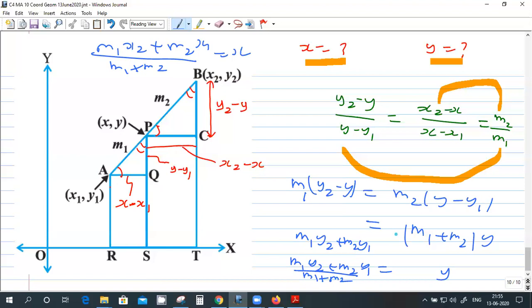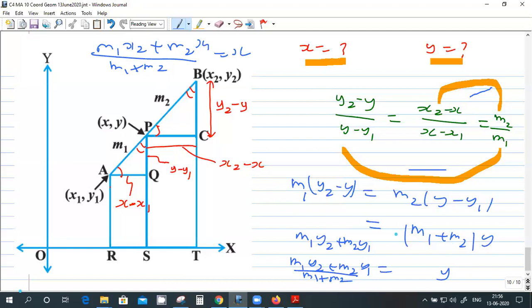Exactly the same thing, right? In this one, compared to the previous one, instead of y, I'm having x. So I just have to replace y with x, and I don't have to do this calculation again. So x is m1 x2 plus m2 x1 divided by m1 plus m2.